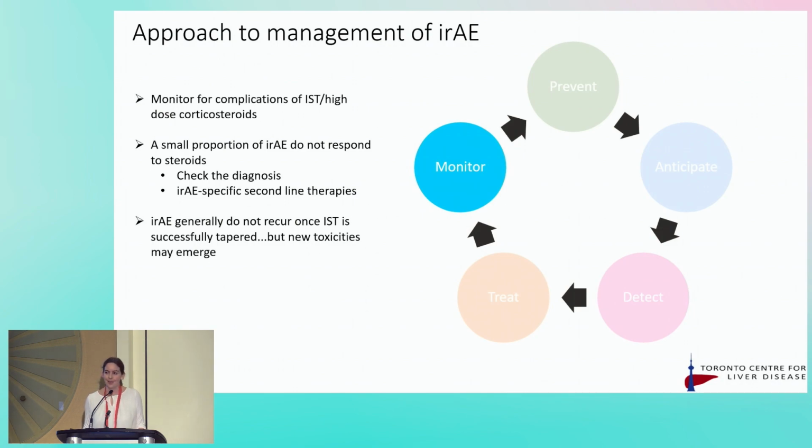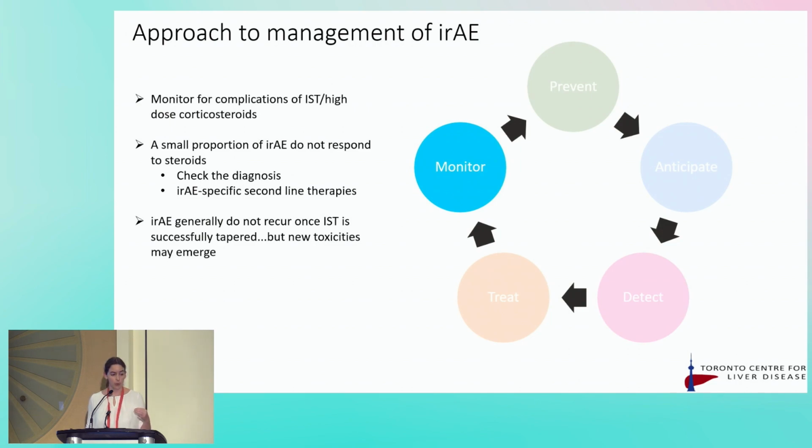It's important then to monitor the patients for the complications of the treatment. You've monitored them for the complications of the checkpoint inhibitor. Now you've potentially put them on 2 milligrams per kilogram of prednisone. There is a significant risk of infection and hyperglycemia, well reported in the literature, so it's important not to stop monitoring them at this point. Some patients do not respond to the steroids.